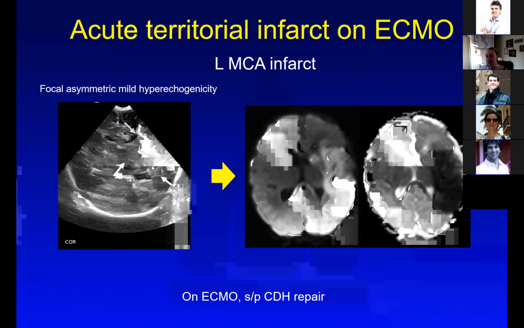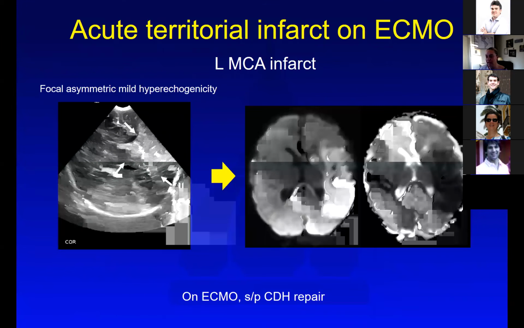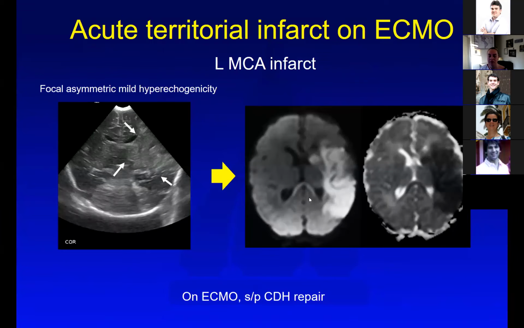On this head ultrasound read, obviously we offered the diagnosis of a left MCA stroke, and MR further showed the left MCA stroke, and we can see the early Wallerian degenerative changes in this child. This patient was on ECMO. They had history of congenital diaphragmatic hernia.